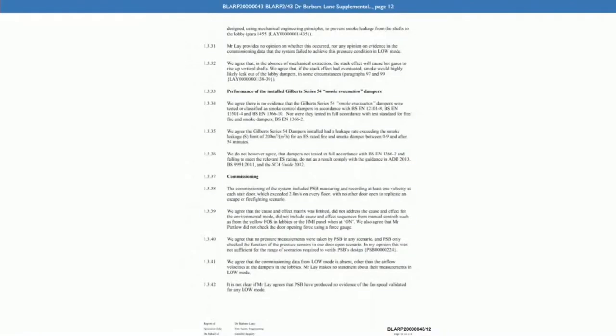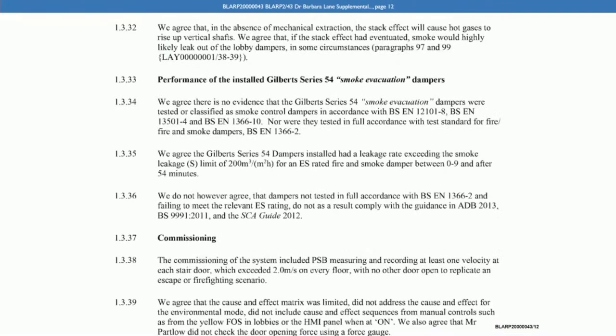Right, yes. Now, if we go to page 12 within Dr. Lane's supplemental report and look at paragraph 1.3.34, she says there, "We agree there is no evidence that the Gilbert Series 54 'smoke evacuation dampers' were tested or classified as smoke control dampers in accordance with BS EN 12101 part 8, BS EN 13501 part 4 and BS EN 1366 part 10, nor were they tested in full accordance with the test standard for fire and smoke dampers according to BS EN 1366 part 2." And that's an area of agreement between you, yes? Yeah, it's factually correct, yes.